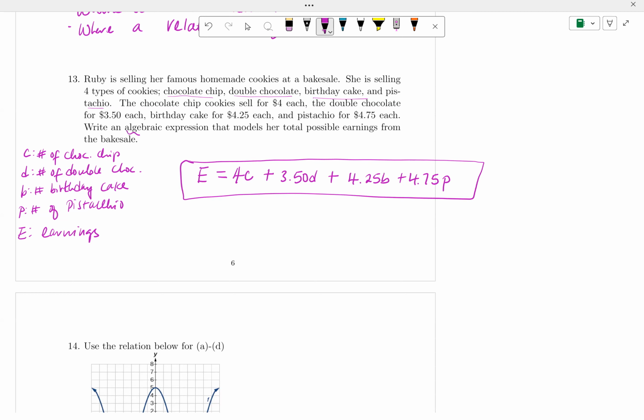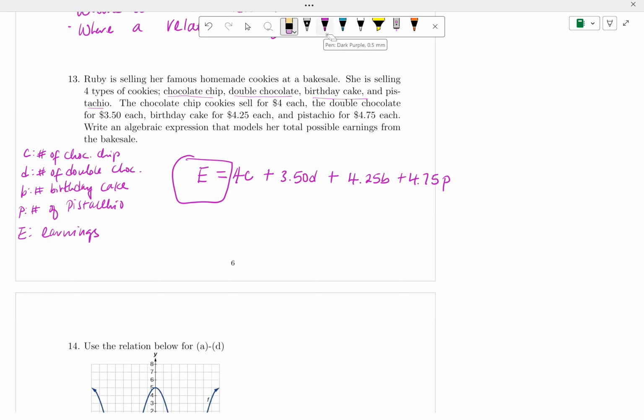Actually, since it says algebraic expression, I'm not going to do E equals. When you do the E equals, that makes this an equation. I guess I'm being nitpicky, but I want to be really exact. Since this is an algebraic expression, we don't actually need the equal sign. I'm just going to leave it at that.